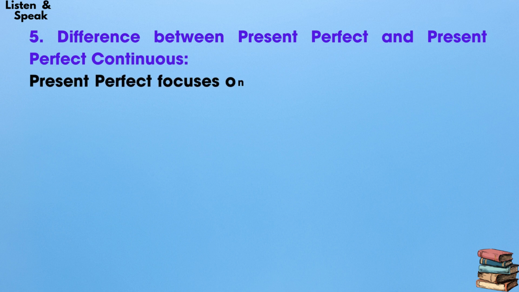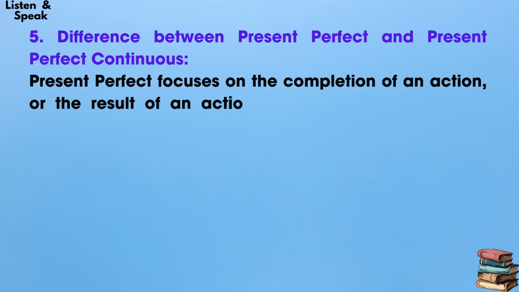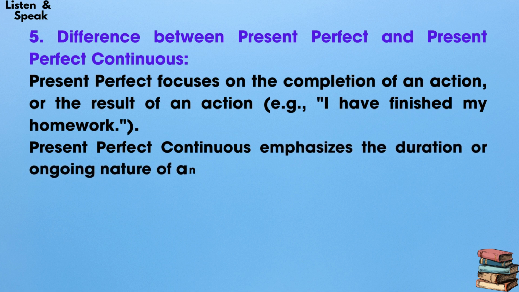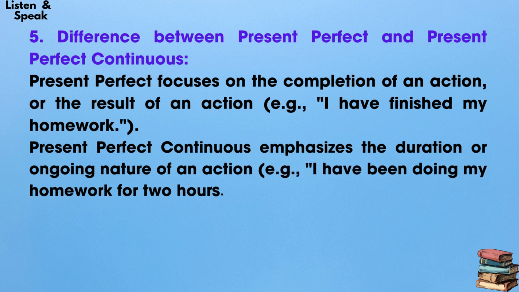5. Difference between present perfect and present perfect continuous. Present perfect focuses on the completion of an action or the result of an action. For example, I have finished my homework. Present perfect continuous emphasizes the duration or ongoing nature of an action. For example, I have been doing my homework for 2 hours.